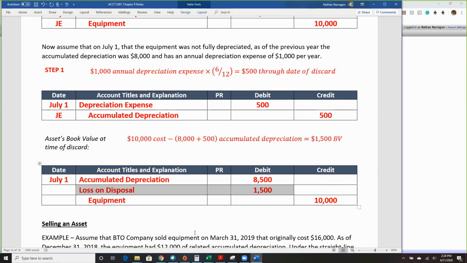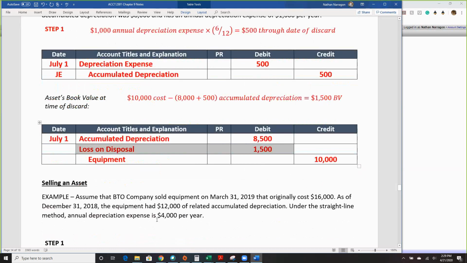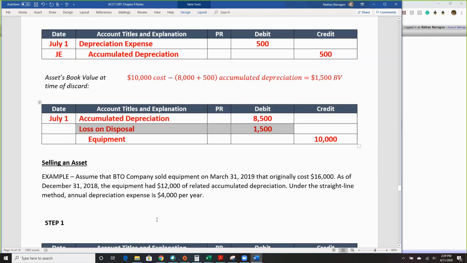Okay? So, but what happens if we sell? Well, we're going to sell some of this equipment. And the biggest thing that comes with sales is that cash is usually traded off.